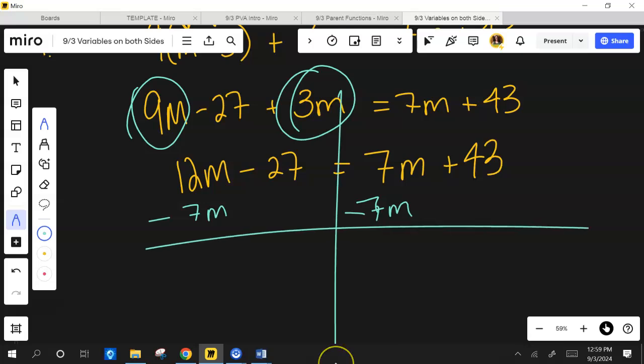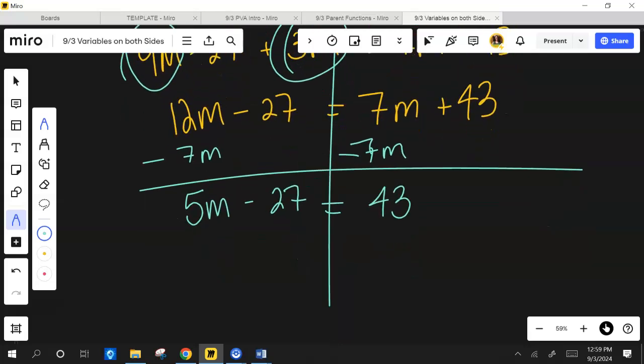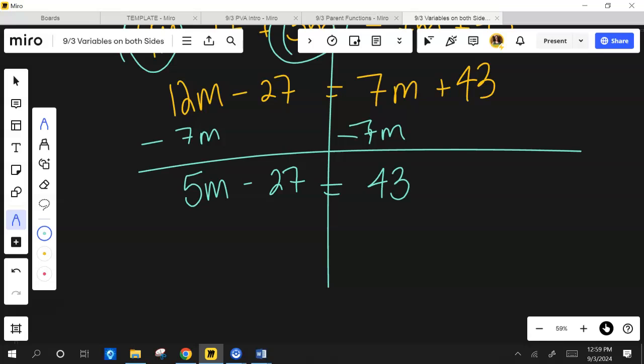All right. Oh, I forgot my line here. What is 12m minus 7m? 5m. Yes or no? What do I do now? Add 27. These numbers are getting kind of big, right? Gross. But you can use your calculator.